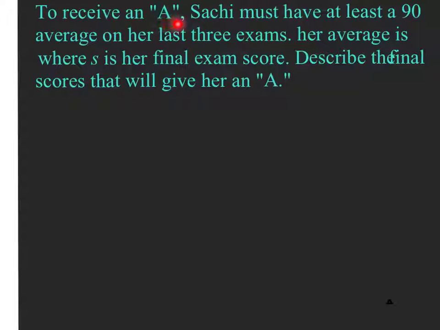To receive an A, Saki must have at least a 90 average on her last 3 exams. So notice she's taking 3 exams, and we're talking about average. Remember what average means. You add them up and divide by how many there are. Guess what? There's 3. Her average is where S is her final exam score.